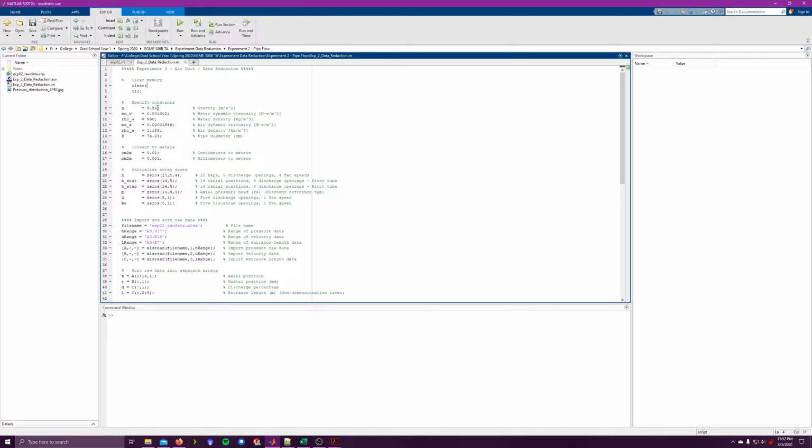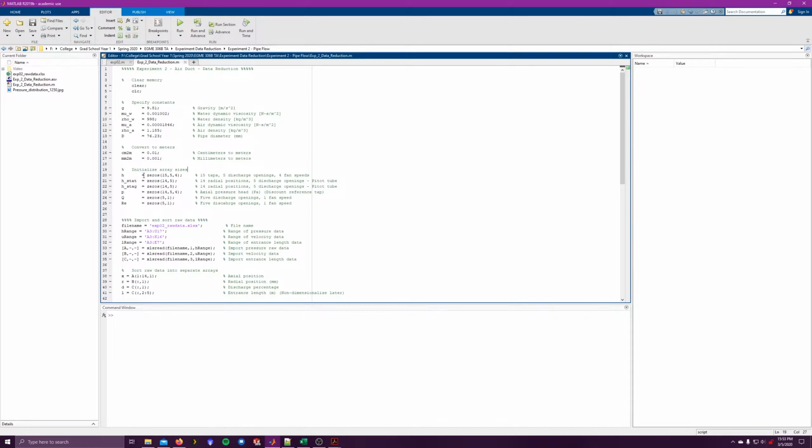Then I've specified some constants right here for this lab. So we're dealing with gravity, so I put that in, and the water viscosity, the water density, the air viscosity, air density, and then the pipe diameter. And take note of the units that I'm using here as well, and make sure that you're keeping them the same as me, or you're being consistent with whatever you use for your lab. Okay, then I'm converting to meters, so centimeters to meters and millimeters to meters. And then I'm going to initialize my array sizes.